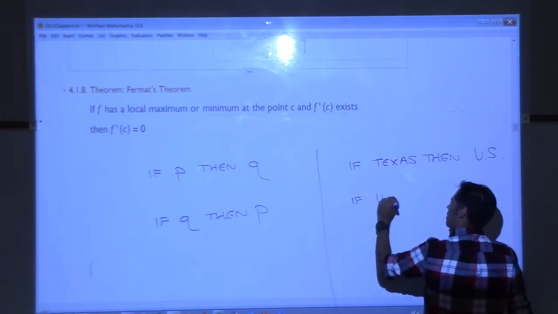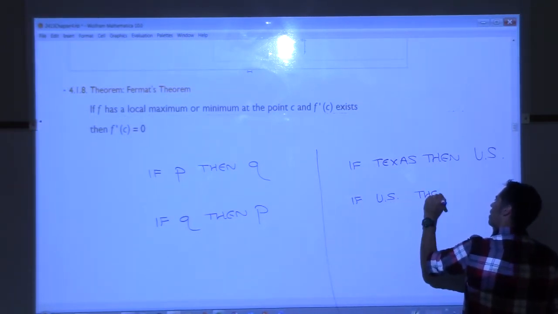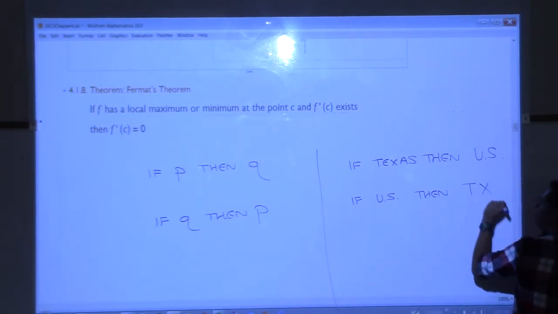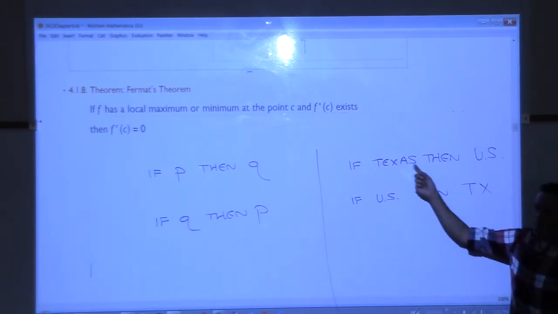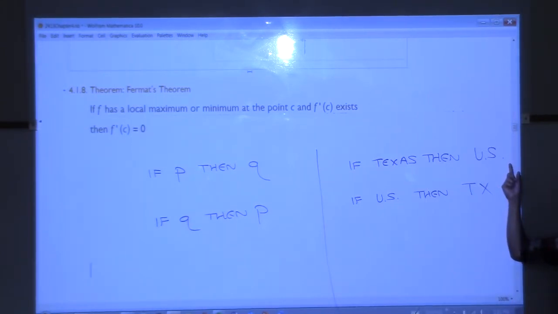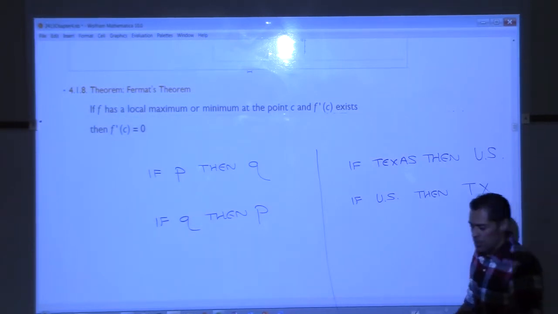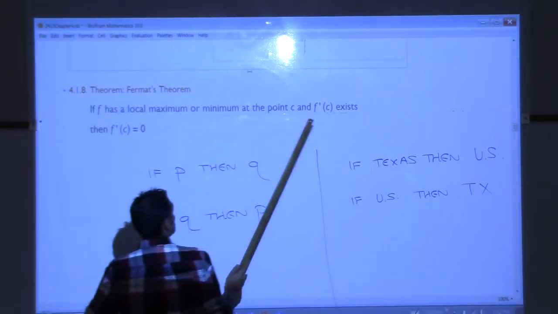If you live in the United States, then you live in Texas. No, right? You could be in the United States and not be in Texas. But you can't be in Texas without being in the United States, right? So in general, when it comes to logic and if-then statements, you may not reverse them. And what students get wrong with this theorem is they reverse it.